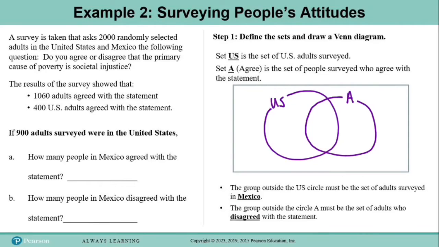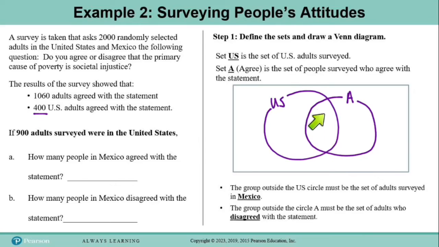And then the group outside circle A must be the set of adults who disagreed with the statement. So everybody inside set A agreed. That means everybody outside set A disagreed. Okay, now we can use the information here, the numbers that we were given. We know that 400 U.S. adults agreed with the statement.